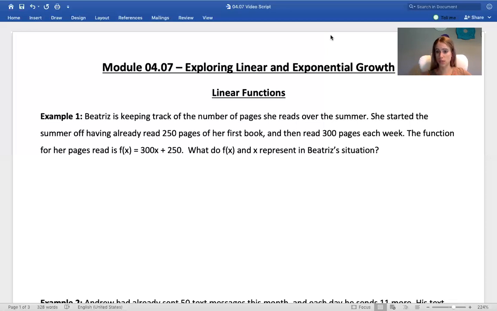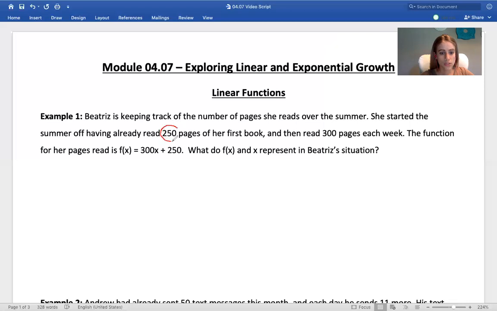Also in that second read, when I'm annotating, I'm looking for my question, because I need to know, what am I trying to answer? What is my end goal here? All right, let's begin read 2. Beatrice is keeping track of the number of pages she reads over the summer. She started the summer off having already read 250 pages of her first book.